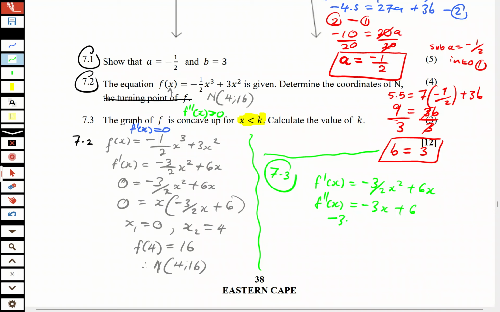Remember, this is your second derivative. So you say negative 3x plus 6 is greater than 0. That's concave up. So now you can say negative 3x is greater than negative 6. You take this to the right. When you divide both sides by negative 3, what happens to the inequality sign? It changes from greater than to less than. This is why they said for some x values less than.